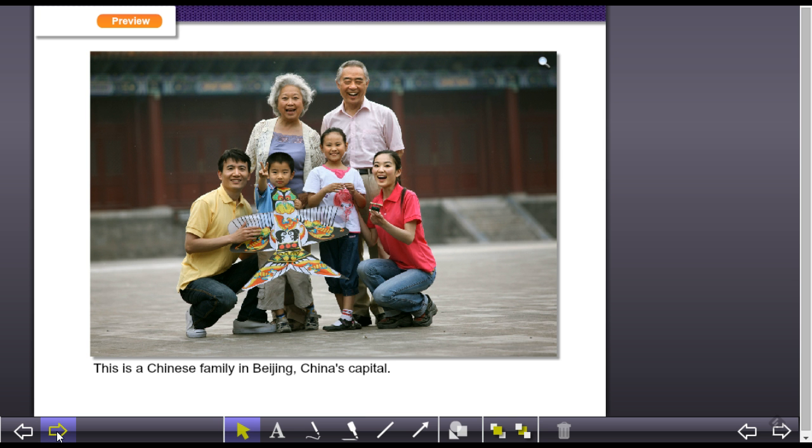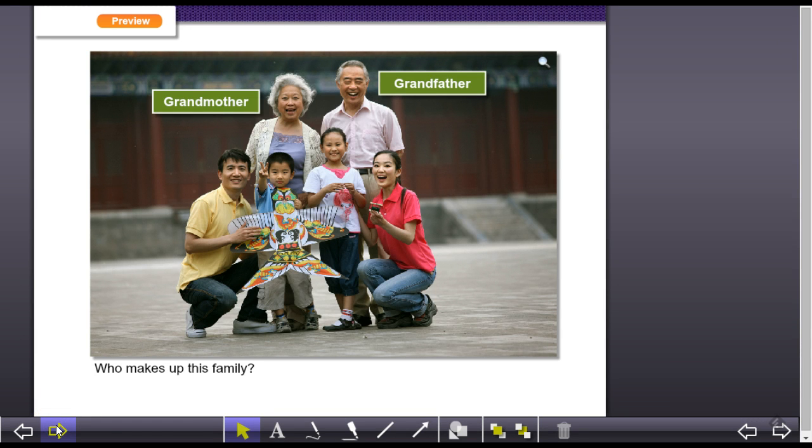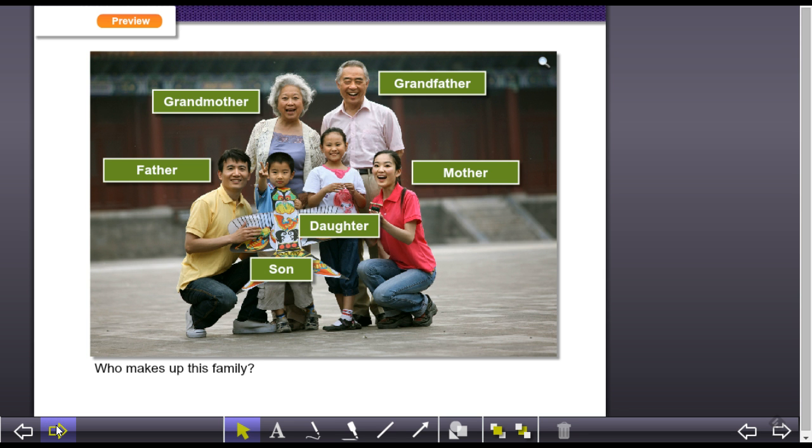This is a traditional Chinese family in Beijing, China's capital. Who makes up this family? Well, you can probably see there's a grandmother, grandfather, mother, father, daughter, and son. This is traditionally what a Chinese family looks like.